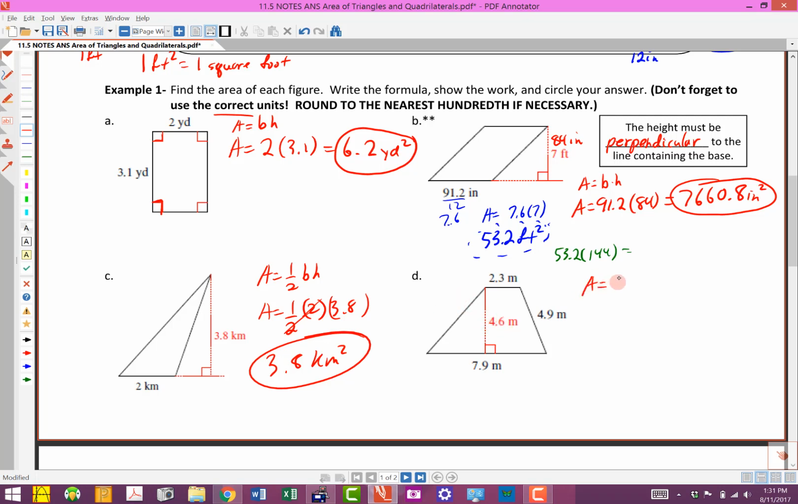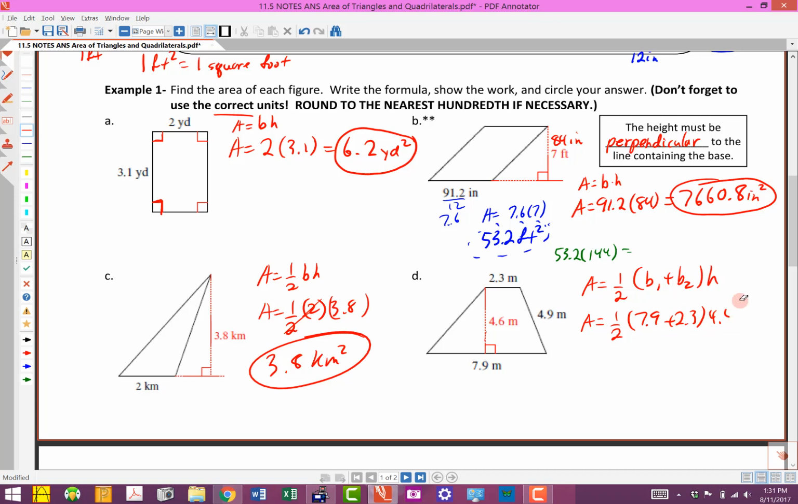So we're going to do area equals 1/2 of B1 plus B2, the first base plus the second base, and then we times it by the height. So it's a question of finding the right numbers here. You'll notice that this 4.9 meters is the slanted height. It's not the distance from top to bottom that meets at a right angle. So we're not going to be using that number at all. So we're going to do 1/2, 7.9 plus 2.3, and then we're going to multiply that by 4.6.